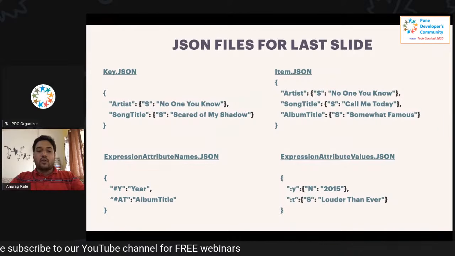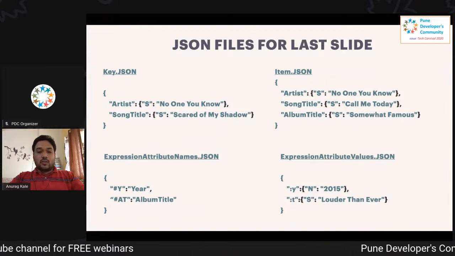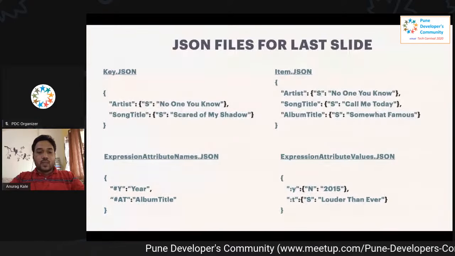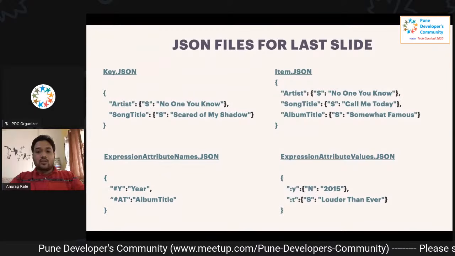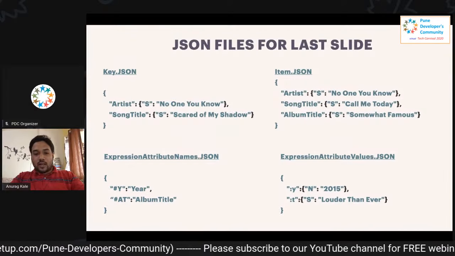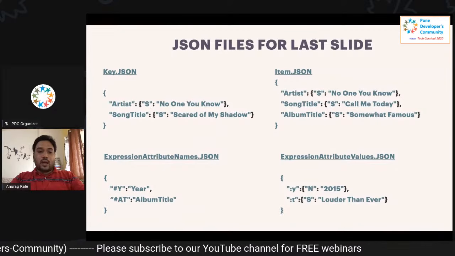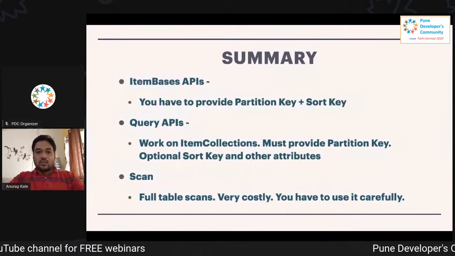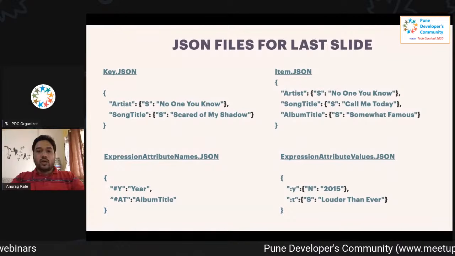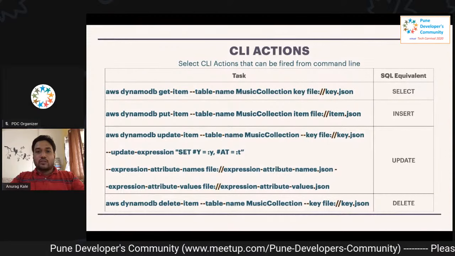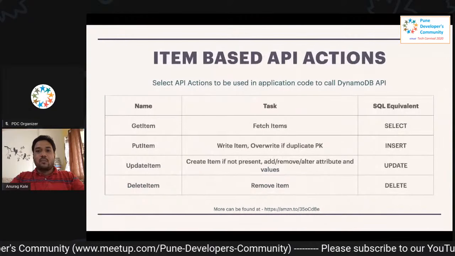So it will set year as 2015, as you see in the expression attribute values towards the right, and it will update album title as Louder Than Ever. So this is how you are going to do inserts and updates. These are the CLI actions for the item-based API actions.